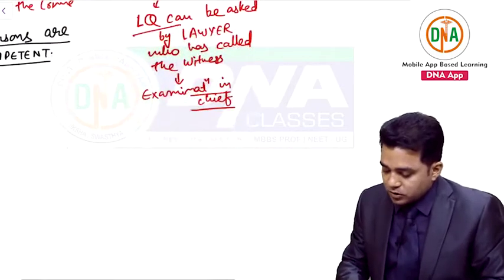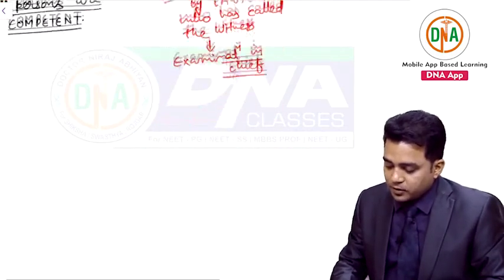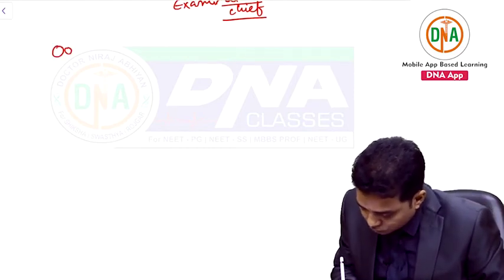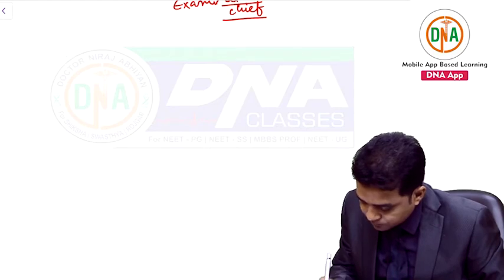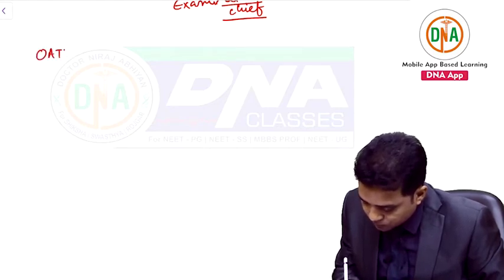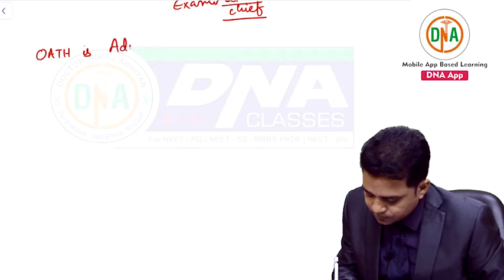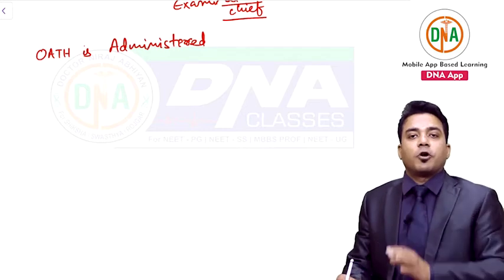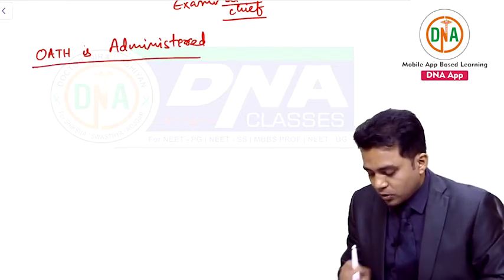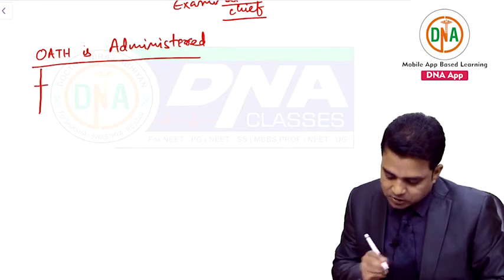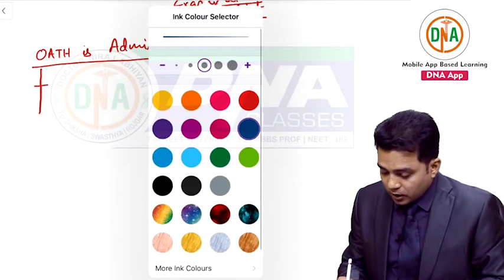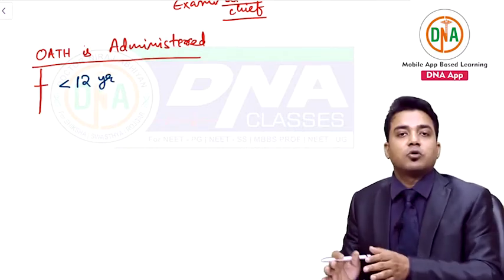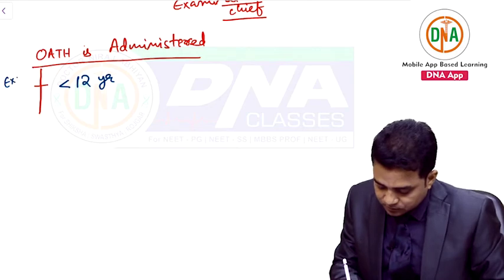Let us now come to the three types of recording. After the types of witnesses, what will happen? Oath will be administered. Oath administration is a must, because without oath taking, evidence won't be recorded in a court of law. Now, there are some exceptions to oath administration. These are important. A child less than 12 years, no oath is administered. These are your exceptions.